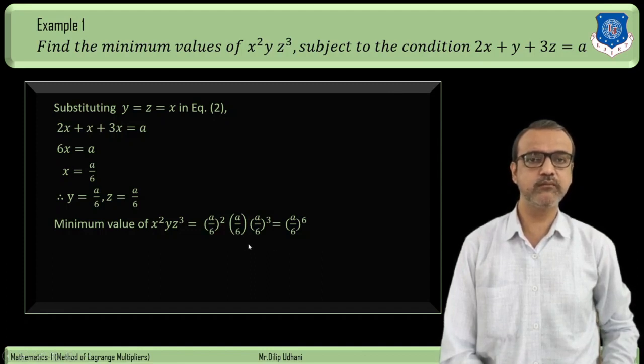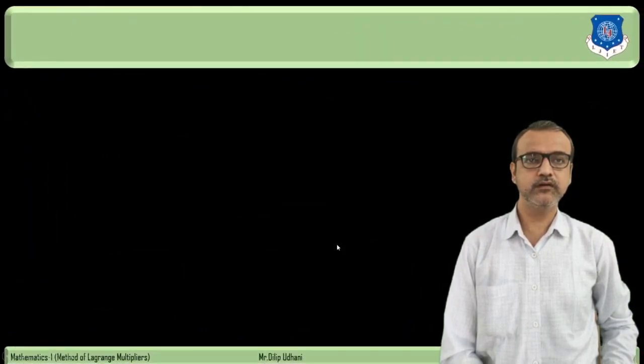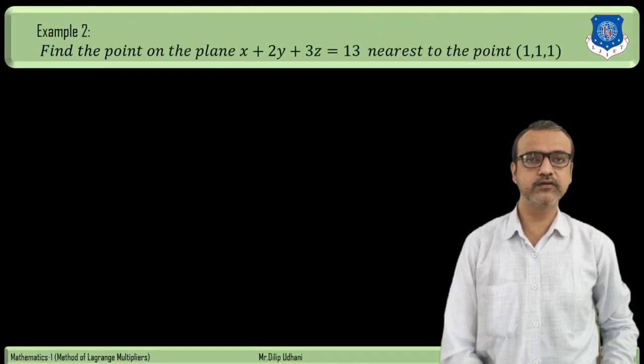So this is the minimum value of the given function x square y z cube subjected to the condition 2x plus y plus 3z equals a. So this was all about example number 1. Now we will see example number 2 related to this topic.